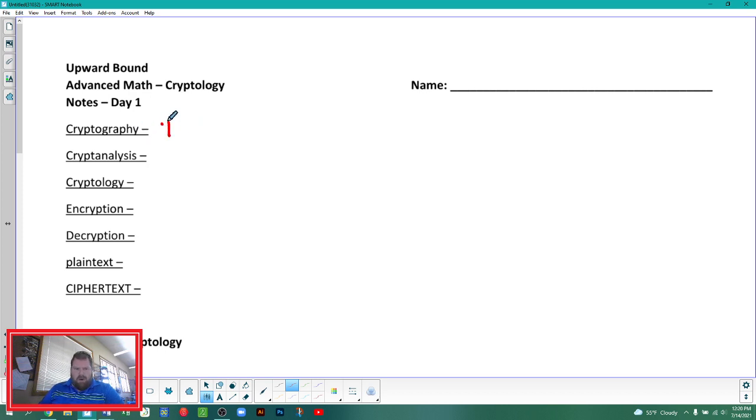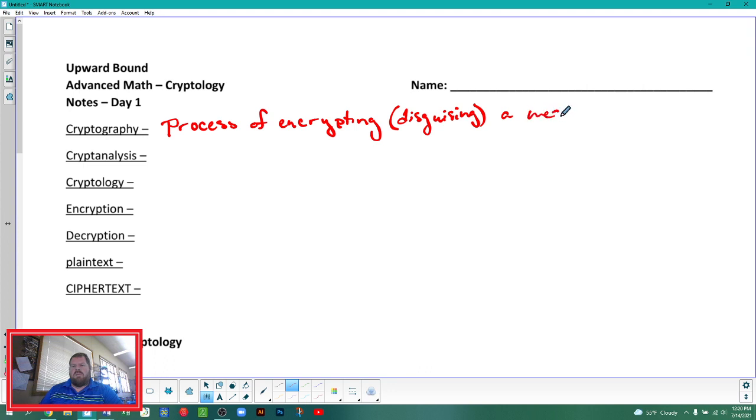It is the process of encrypting, or I'm going to use that as disguising a message. Okay, so it's the process of turning just a normal message into something that somebody else can't intercept.